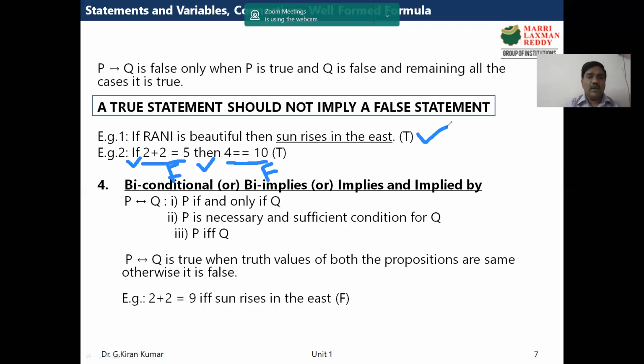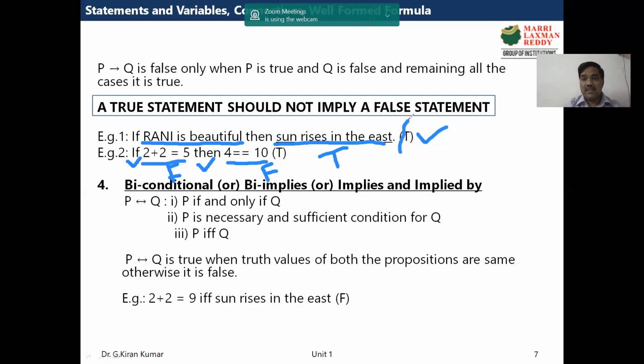Anyhow, to decide the truth value of the statement, forget about Rani for the time being. Since we don't know about Rani, we keep that aside. But at least take the second proposition: the sun rises in the east. So the sun rises in the east is true. The first proposition may be true or false. Rani is beautiful may be true or may be false. But irrespective of the first proposition, the complete statement is true.